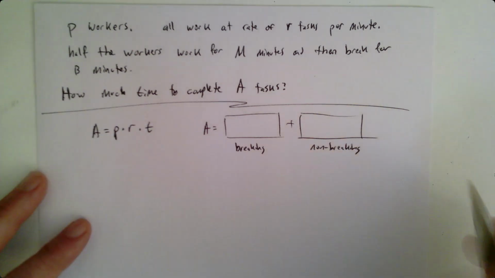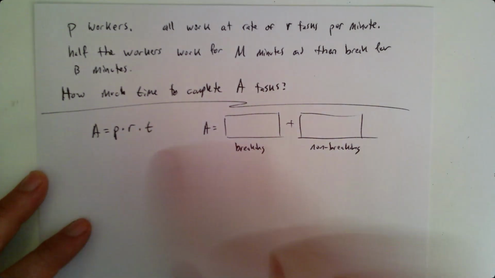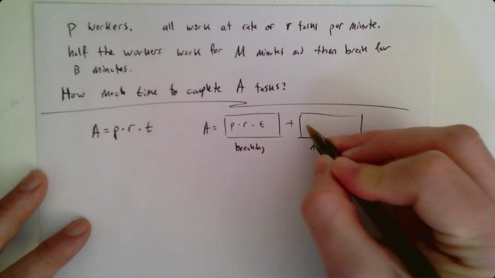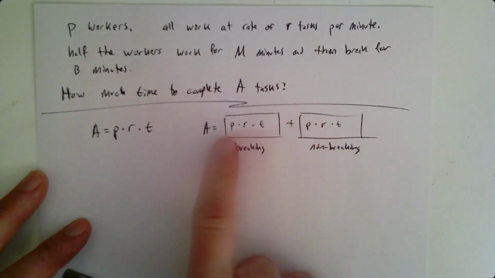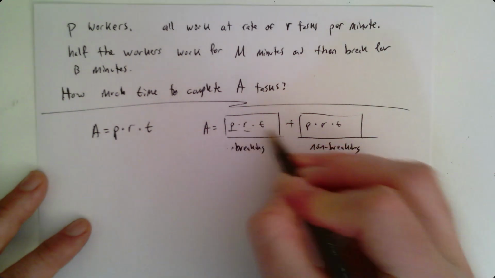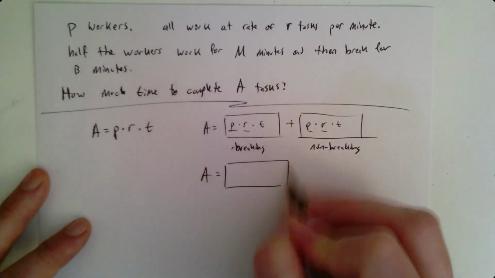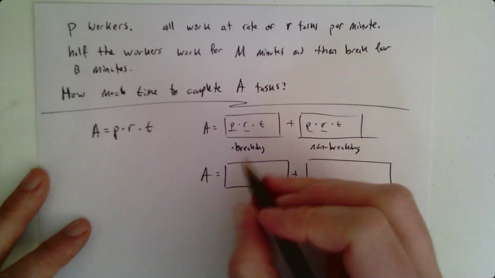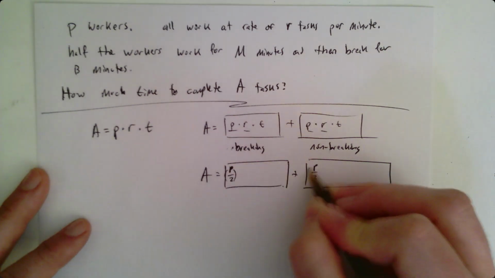Okay, the same basic model is going to apply to each, though. So I'm going to have some number of workers, the rate and the time, the P and the R and the T, except here the number of workers is going to be different and the rates are going to be different. So let's figure out what each of these bits are. I said that half of the workers take breaks and half of them don't. So in terms of the workers, I've got P over 2 and P over 2, half the workers and half the workers.